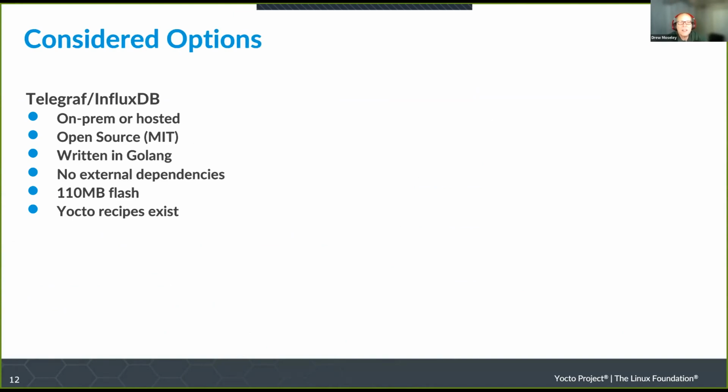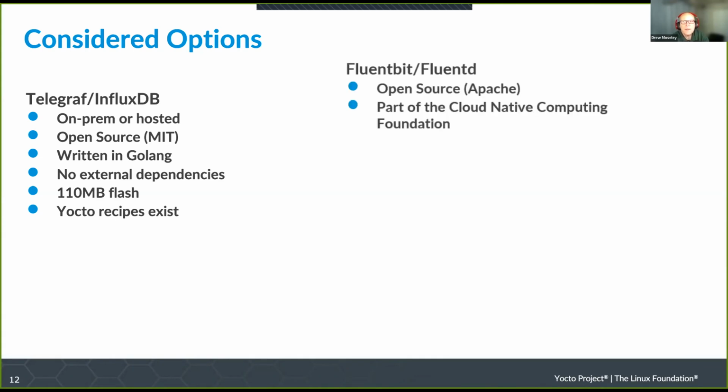One is Telegraf and InfluxDB. It's open source, MIT licensed. It is written in Golang, which is nice because that does help eliminate the external dependencies. Although, there are issues with packaging, which were discussed yesterday. And it does take up 110 meg of flash, which is not nothing, especially when some of our devices have as little as 512 meg. And there are Yocto recipes for it, so it's fairly easy to get up and running since our Torizon system is a Yocto-based system.